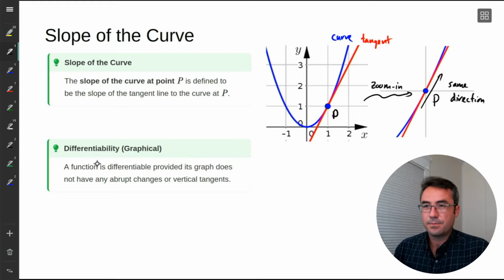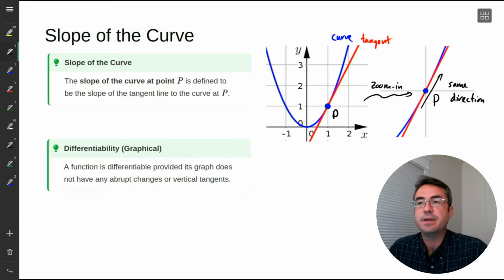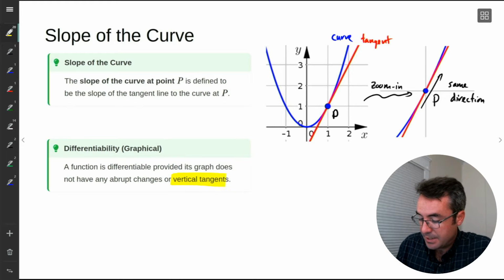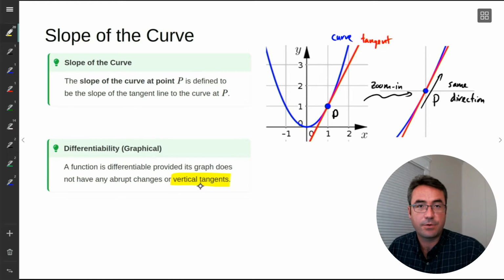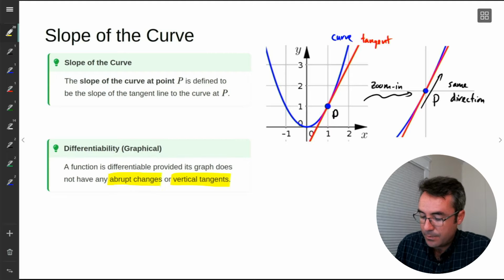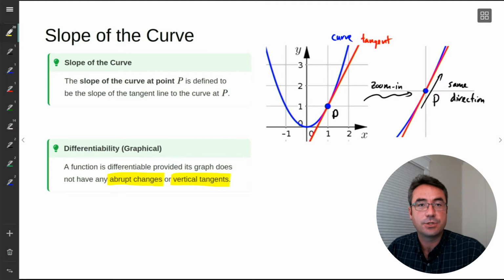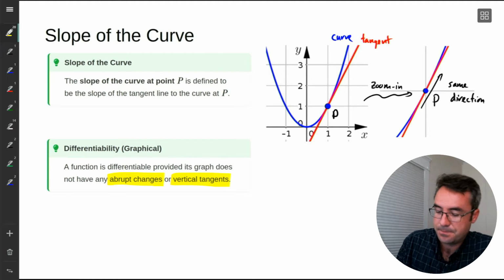So what does it mean graphically for our function to be differentiable? Well, a function is differentiable provided its graph does not have any abrupt changes or vertical tangents. We've seen an example of what it looks like when we have a vertical tangent, but what about when we have an abrupt change? What do we mean by abrupt change?